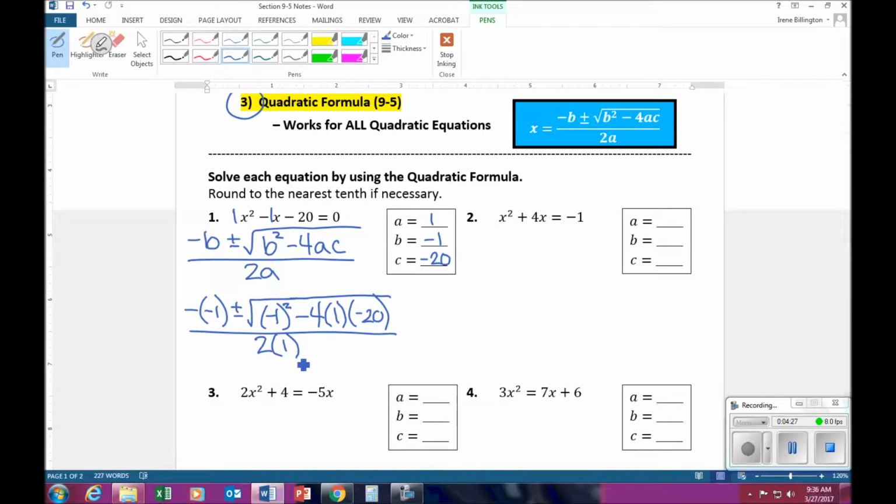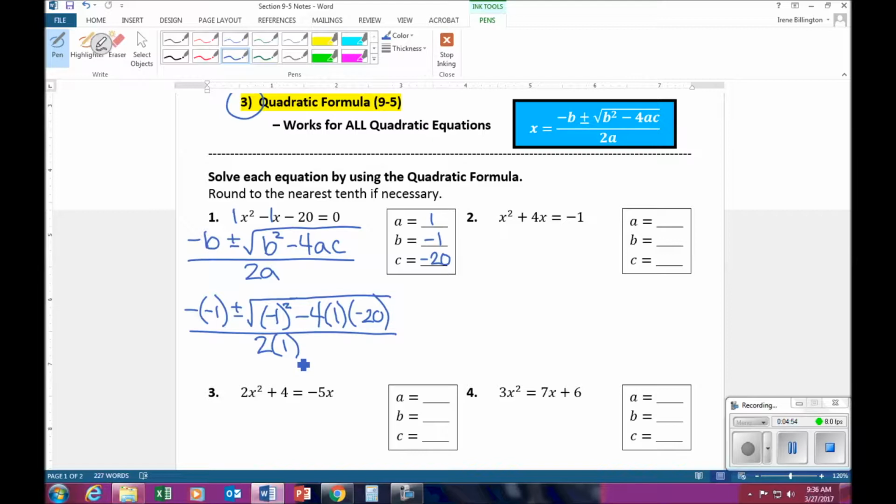Grab your calculator, and we are going to start with what is underneath the square root sign, not including the square root sign, just everything that is underneath. So in your calculator, I want you to plug in open parenthesis negative 1, close, squared, minus 4, open parenthesis 1, close your parenthesis, open parenthesis, negative 20, close your parenthesis, enter, and that's going to give you a number. And the number it gives you is 81. Please double check and make sure that it gives you 81.